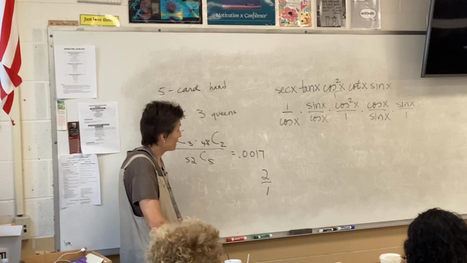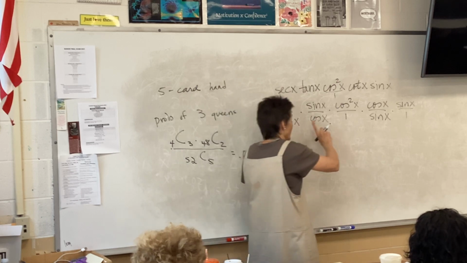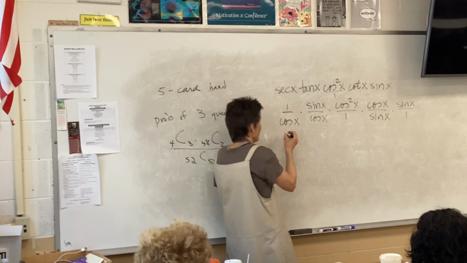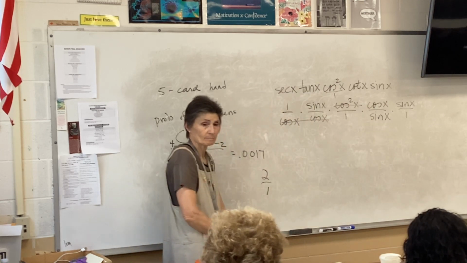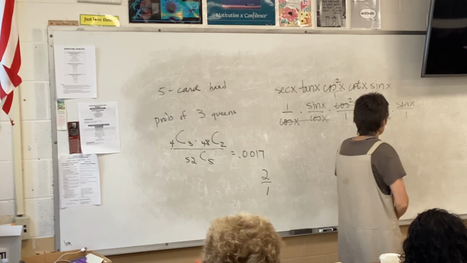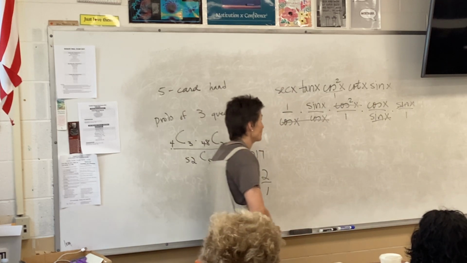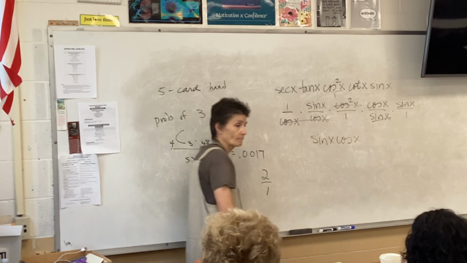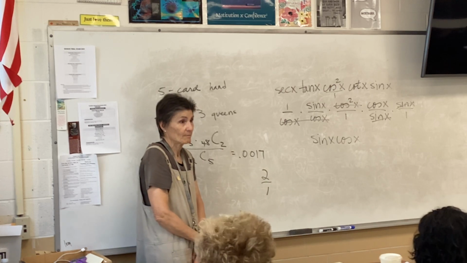All right, now what will cancel? Anything on the bottom, this is all multiplied, so anything's going to cancel anything. So on the bottom, I've got a cosine and a cosine, which will cancel those 2 right there. I've got a sine and a sine, which will cancel there. And that looks like it. So the answer is sine, cosine. The answer is just whatever you're left with after you do all the canceling.